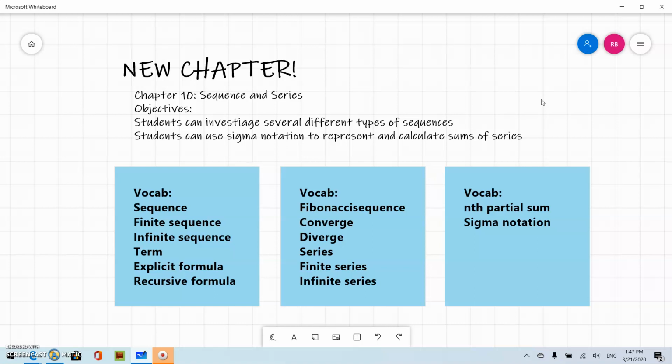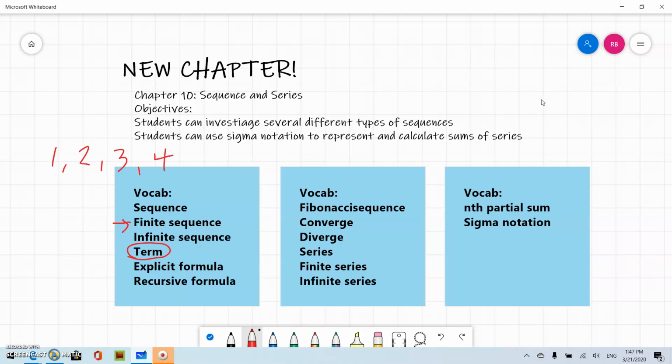Okay, a sequence is a list of numbers. That's all it is. It's a list of numbers, and it can be any pattern. A finite sequence, as you can see from the word finite, has a limited number of terms. So then what is a term? If I have an example of a sequence like 1, 2, 3, 4, 5, each number is a term. We call this one the first term because it's the first number in this sequence. And this one will be the fifth term, which would be the last term in this finite sequence.